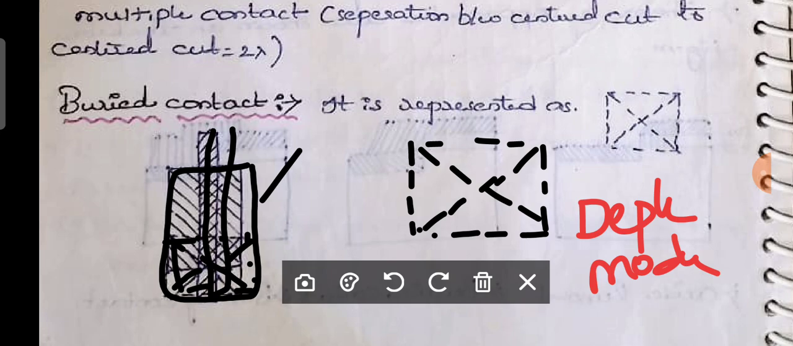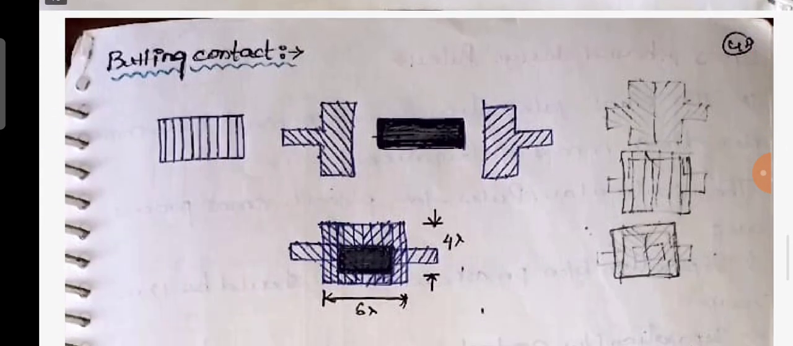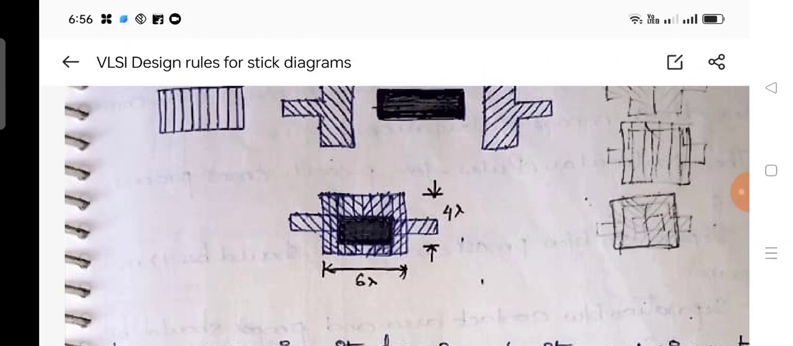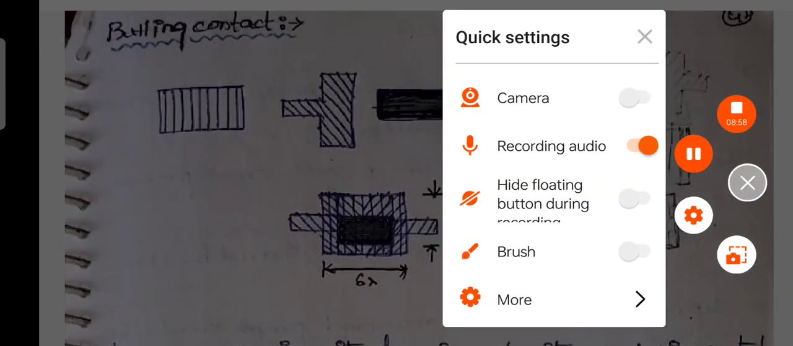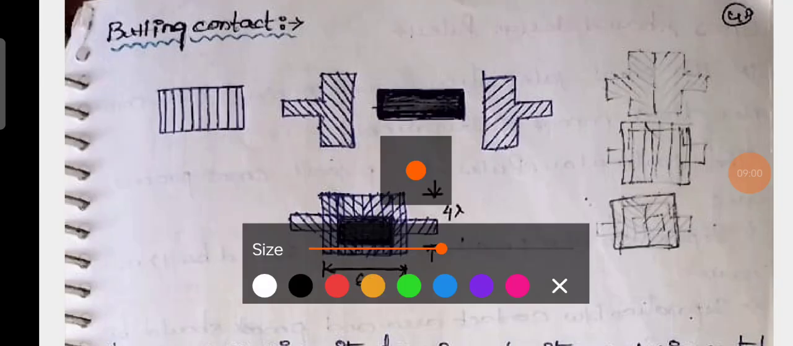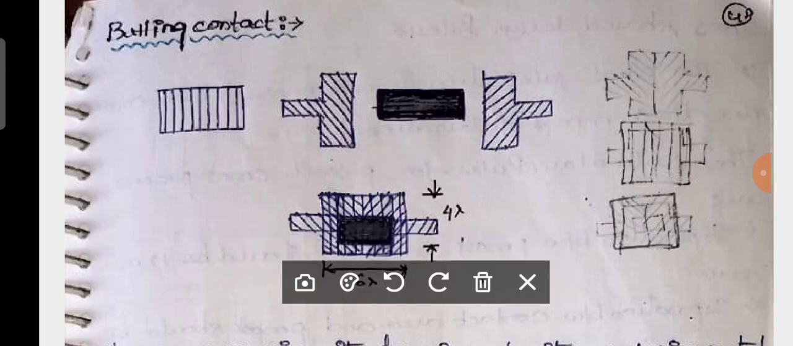Okay, now you can see about butting contact. We know that in butting contact we are not removing any oxide. Is it clear? We are not removing any oxide. Polysilicon is not coming over diffusion, and we are connecting poly and diffusion with the help of an external metal. Let us consider you are having a metal, and you are having a poly here, and you are having a diffusion.